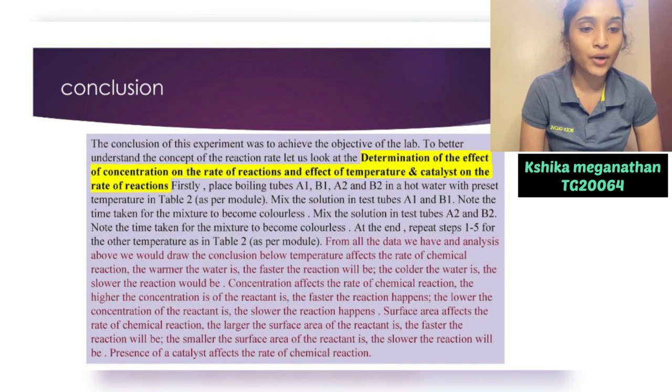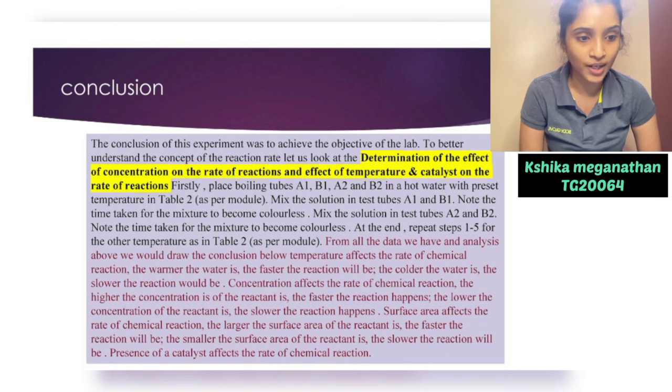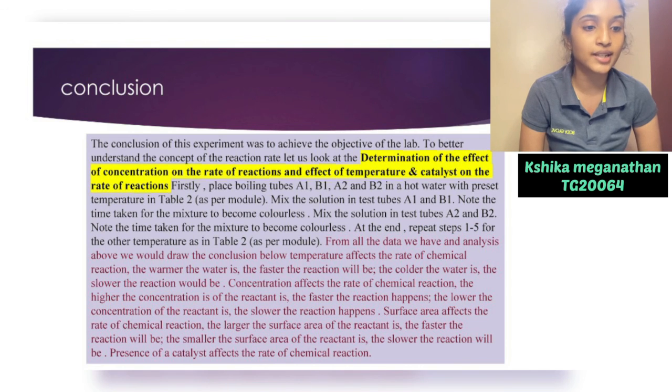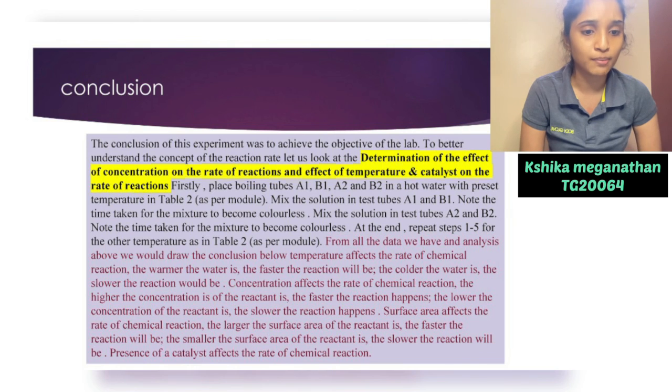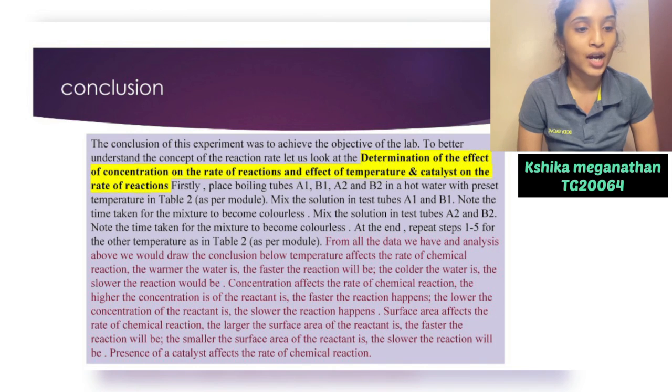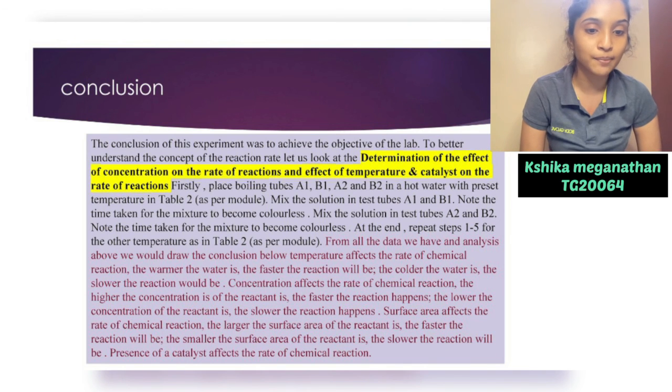Firstly, place boiling tubes A1, B1, A2 and B2 in hot water with the preset temperature in table 2 as per the model. Mix the solution in test tubes A1 and B1. Note the time taken for the mixture to become colorless, and mix the solution in test tubes A2 and B2. Note the time taken for the mixture to become colorless. At the end, repeat steps 1 to 5 for the other temperatures in table 2 as modeled.